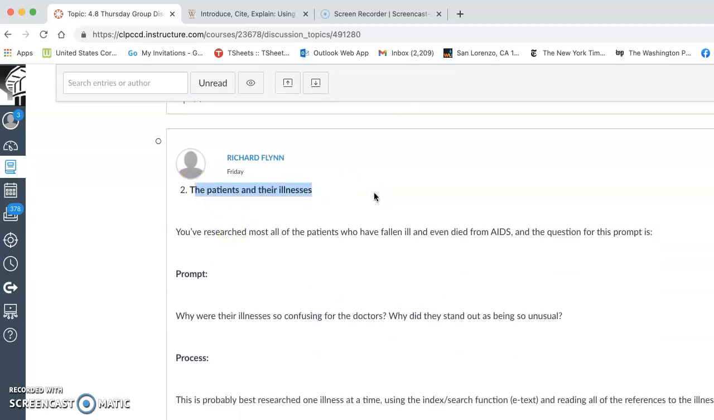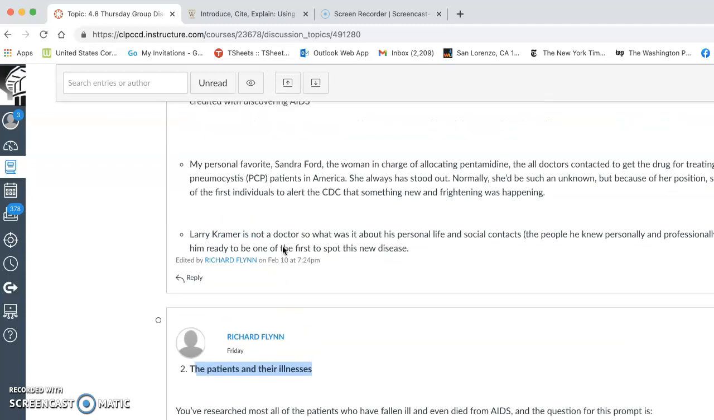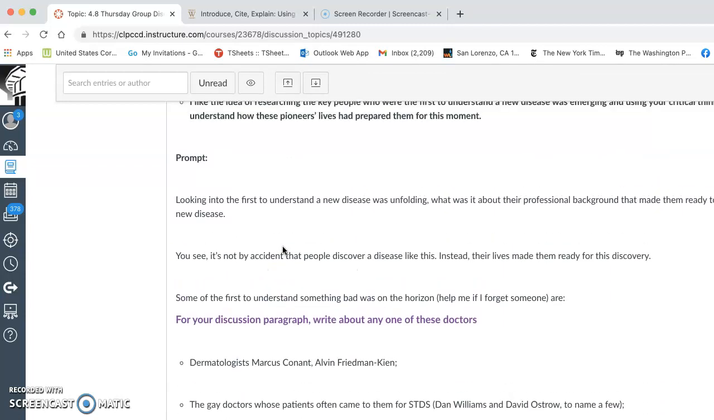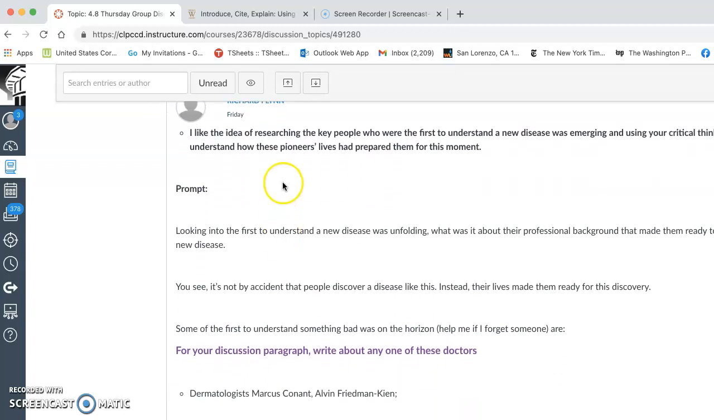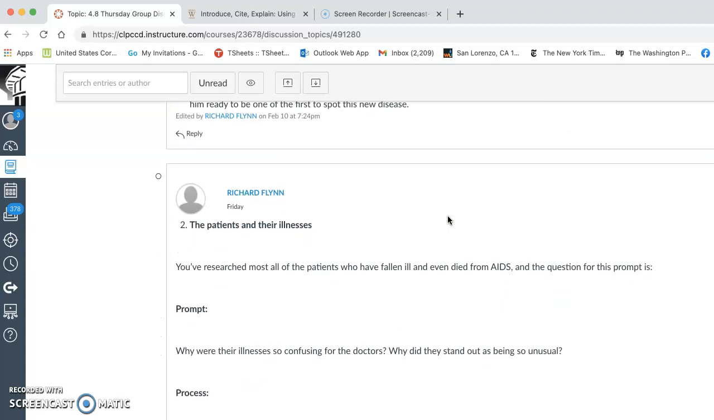And again, keep in mind for Thursday, you only have to write two paragraphs, and each paragraph will be on one of these themes. And I have three. You've got the first one, what in their lives prepared them. You've got the second one, look into the patients and their illnesses.